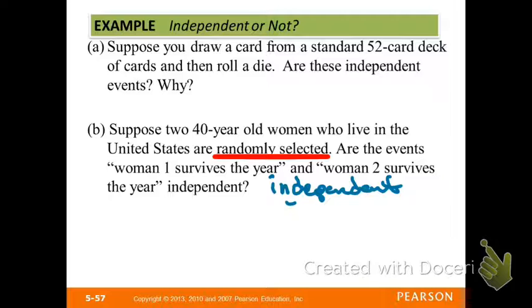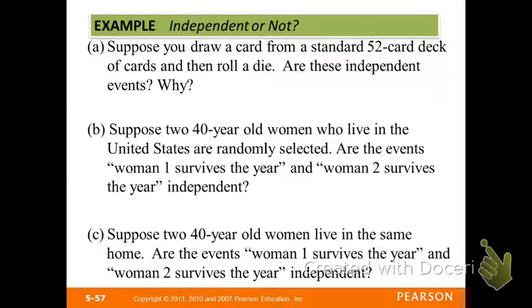Okay, so randomly selected from a large number, we can assume no influence. Now, here's another example that's a little bit different. Suppose two 40-year-old women live in the same home. Are the events woman 1 survives the year and woman 2 survives the year independent?